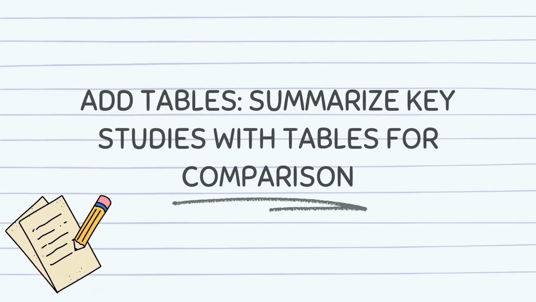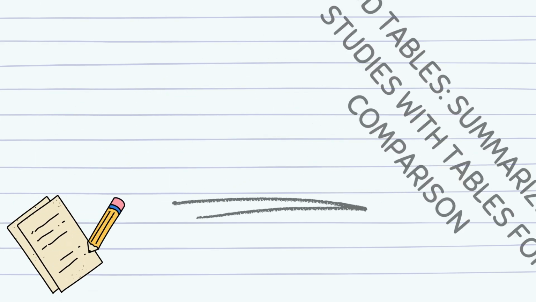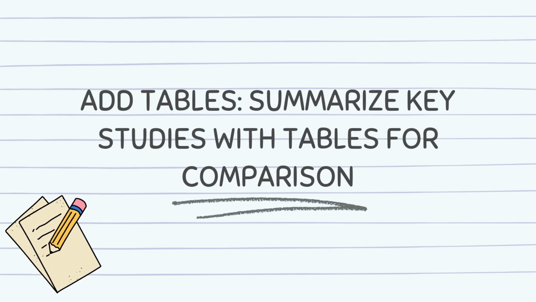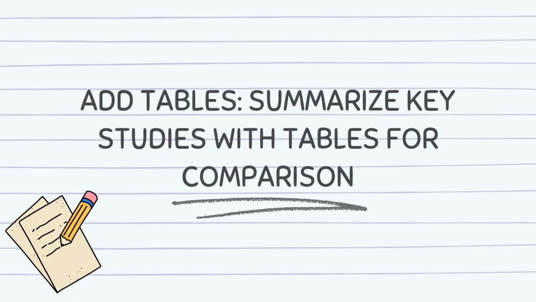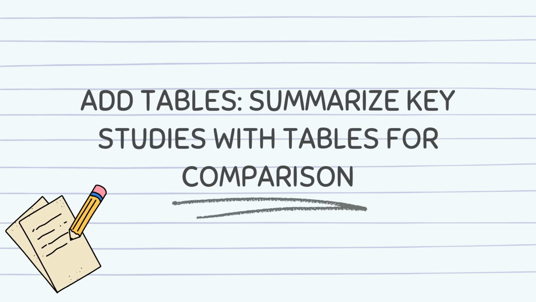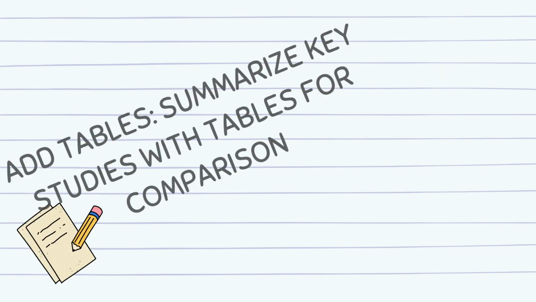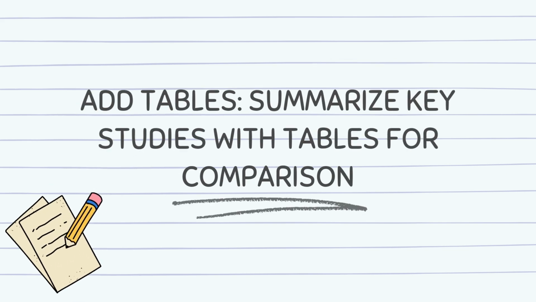One of the most effective ways to present and compare multiple studies is through tables. Tables allow for a clear, concise, and structured comparison of key studies, making it easier for readers to grasp similarities, differences, trends, and gaps in the literature. This section discusses the importance of using tables, how to structure them effectively, what information to include, and best practices for summarizing key studies.